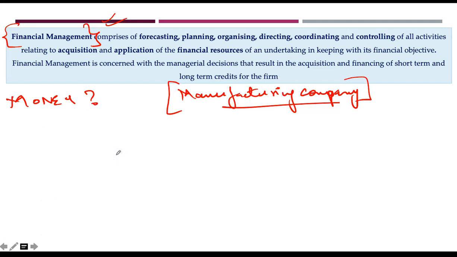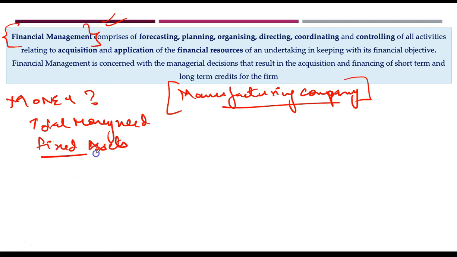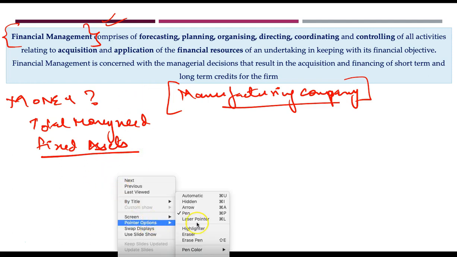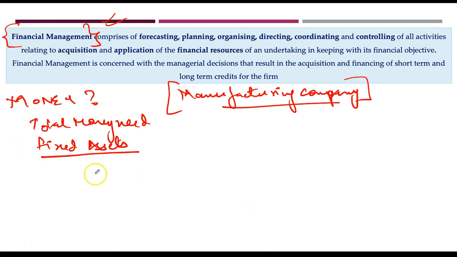Because you have a manufacturing company, you will first calculate the total money that you need. This money will be in terms of fixed assets. And what are these fixed assets? They can be plant and machinery, let's say 20 lakh rupees.